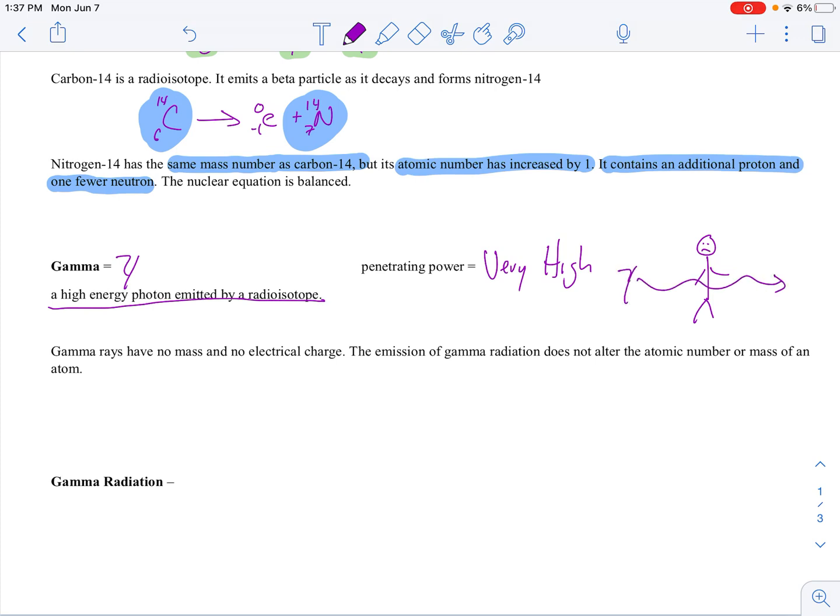All right, so this is a gamma particle, goes right through you, no big deal. They have no mass and no electrical charge. The emission of gamma radiation does not alter the atomic number or mass of an atom, which is kind of crazy.